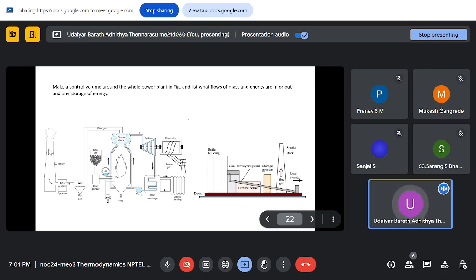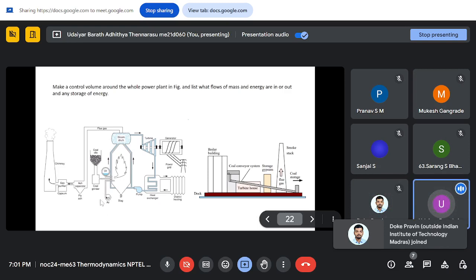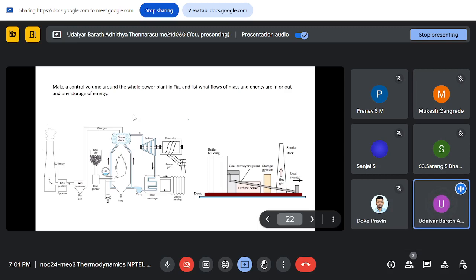And the other part is the chimney, where the exhaust gases are put up. So there is another mass transfer happening. So if you see, there are four total mass transfers: coal going in, then air, and then the slag, or the ash, going out, and then exhaust gases. So these are the mass transfers happening in the power plant.